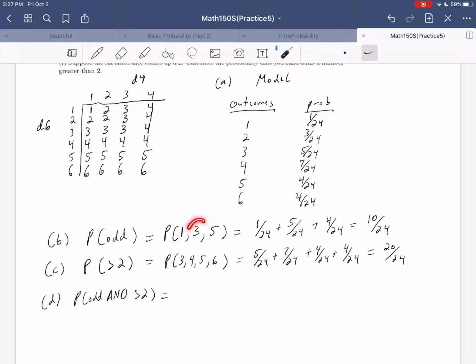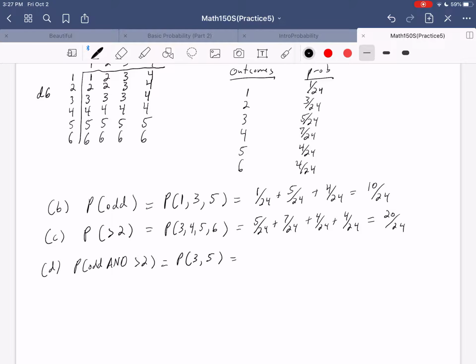Clearly, the overlap is just the 3 and 5, right? The 1, while it's odd, is not greater than 2. And the 4 and 6, while greater than 2, are not odd. So the only ones that'll work here are 3 and 5. They are both odd and greater than 2. So it would be 5 out of 24 plus 4 out of 24, which would give us a probability there of 9 out of 24.